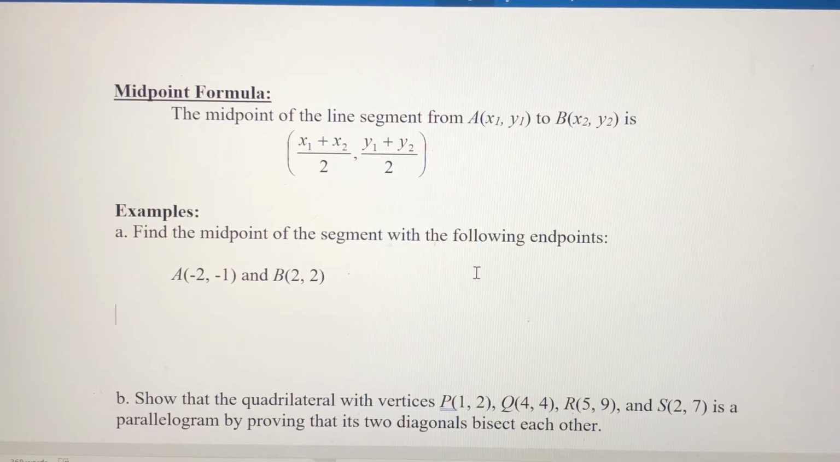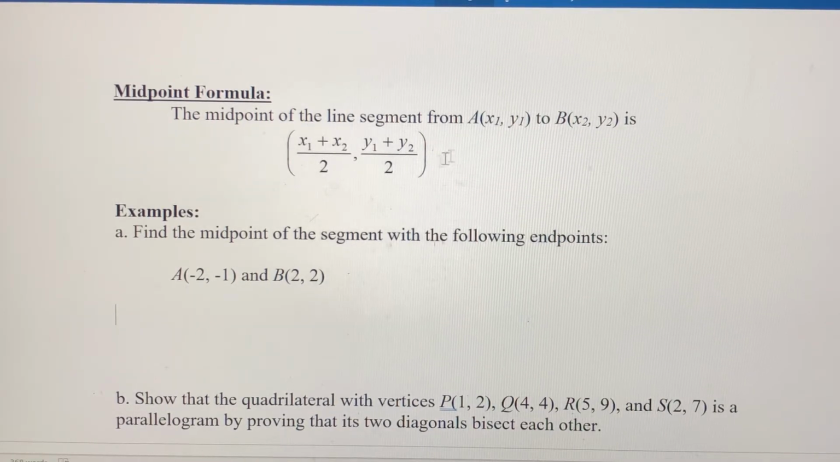Okay, in this video we're going to review the midpoint formula. The formula for finding the midpoint of any two given points can be found using this. So the x-coordinate for the midpoint is going to be the average of the x-coordinates of the two points. You want to think about the midpoint as an average.